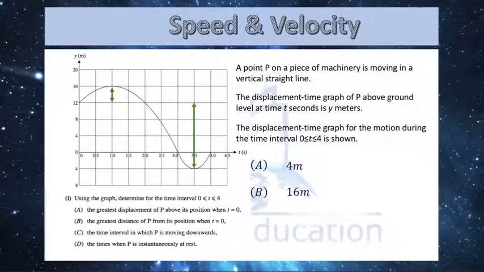Part C. The time interval in which P is moving downwards. That is simply the time interval between t equals 1 second and t equals 3.5 seconds. So our time interval would be t is between 1.0 and 3.5. D. The times when P is instantaneously at rest. Those occur at the turning points in our curve, at 3.5 seconds and at 1 second.